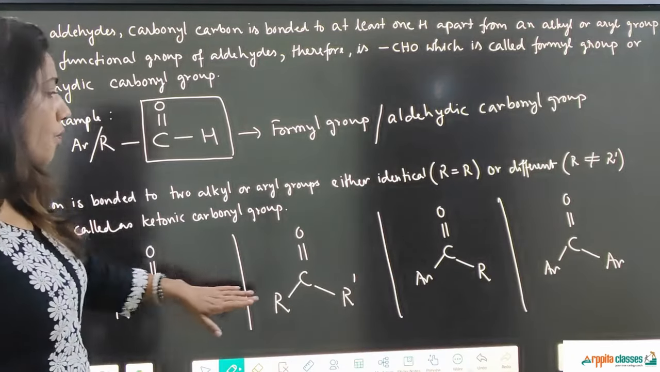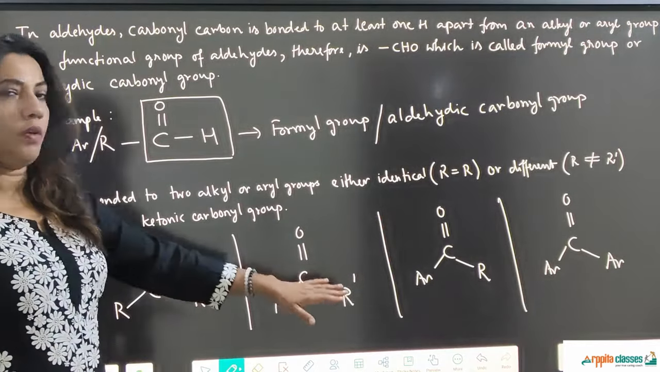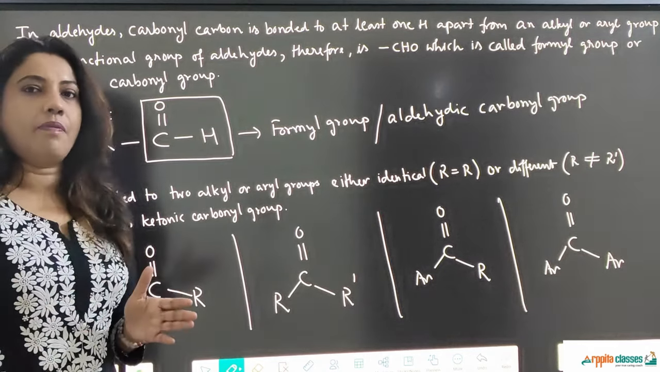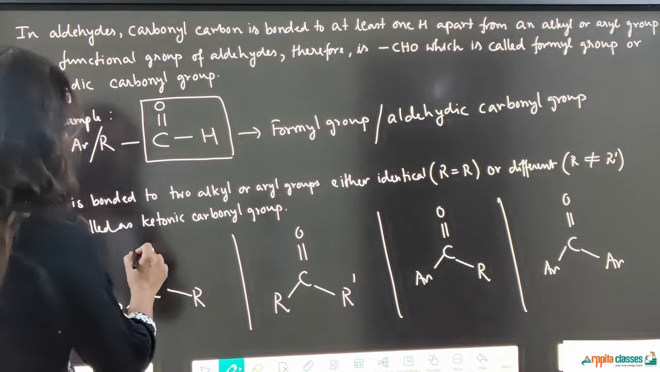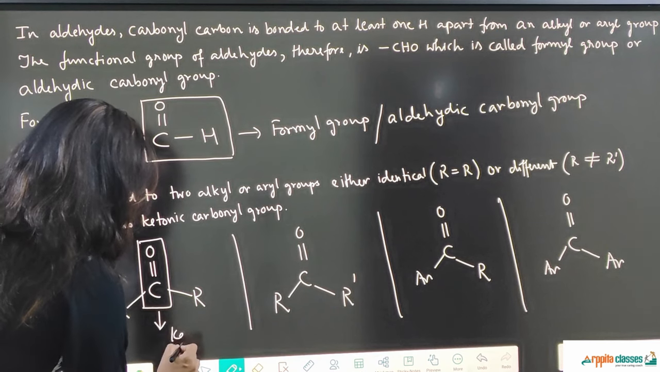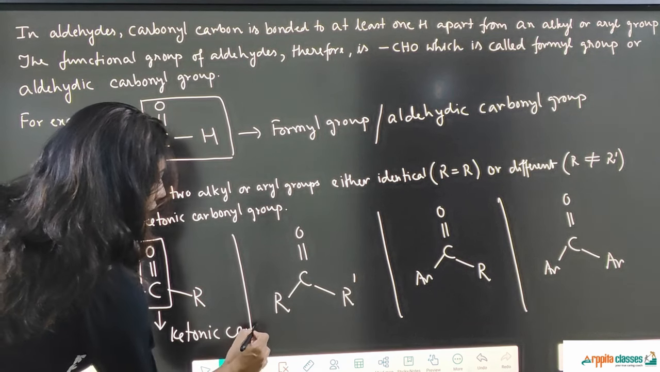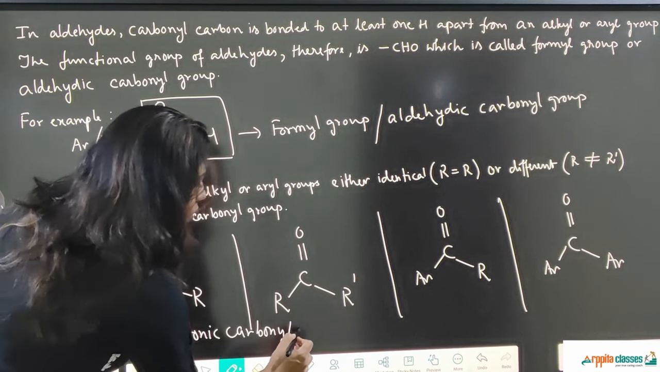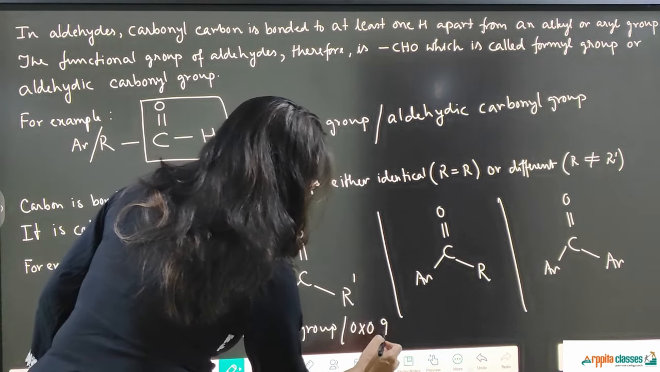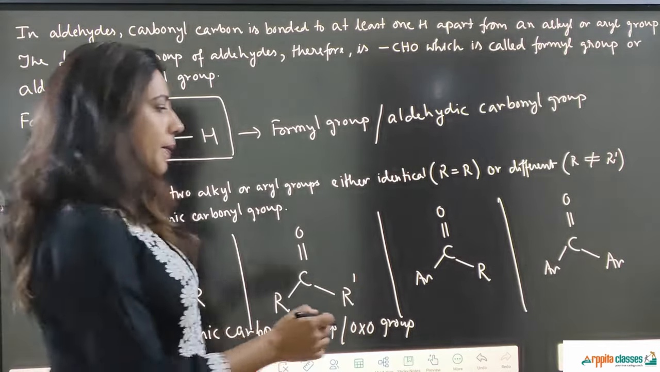So depending on what alkyl or aryl group it is attached to, whether the same alkyl group or different alkyl groups, it will be classified as different ketones. This ketonic carbonyl group is called the ketonic carbonyl group, or it is also called the oxo group.